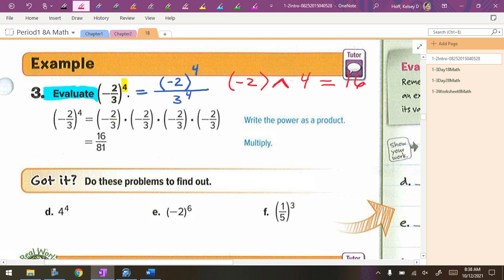Okay, now the bottom number is easier because it's not negative. So this time we're just going to type a 3 with the caret key, 4, equals. 3 caret key 4 equals. 81. It should say 81. Okay. Then it gives us our fraction of 16 over 81. This is practice of how you're going to do your homework.